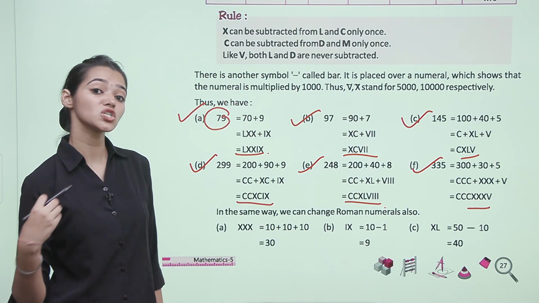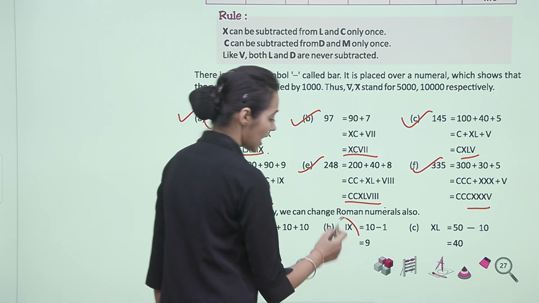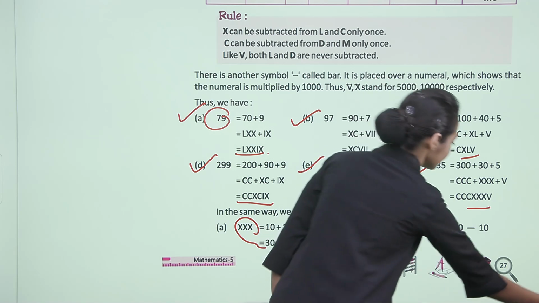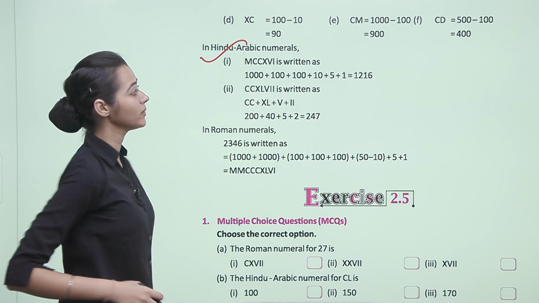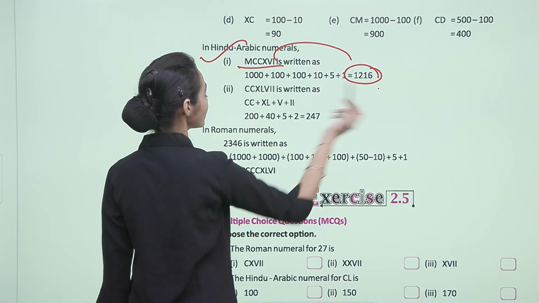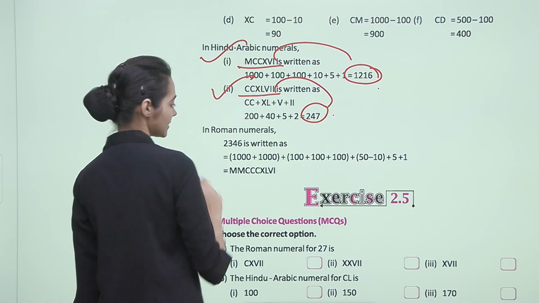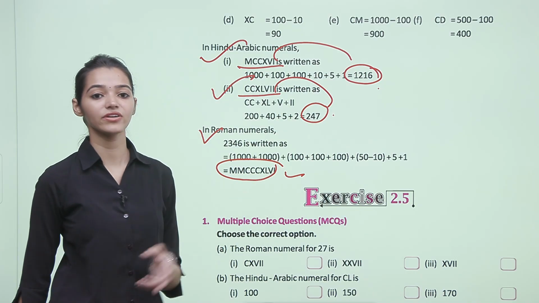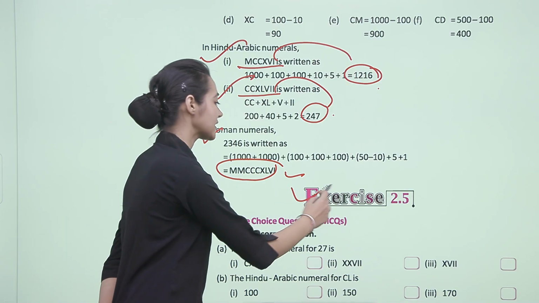Now in the same way we can change Roman numerals also. XXX as 30, IX as 9 and XL as 40. Now in Hindu-Arabic numerals, MCCXVI can be written as 1216 and CCXLVII can be written as 247. So in Roman numerals we have expanded it and then arranged it according to the Indian place value chart. Now let's look at exercise 2.5.